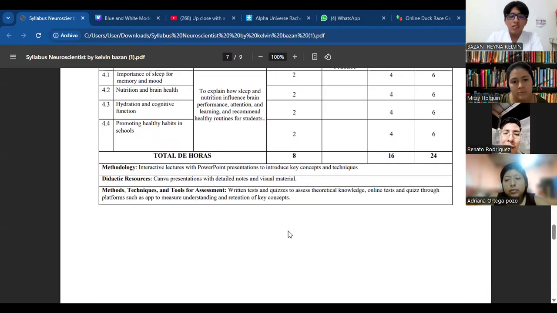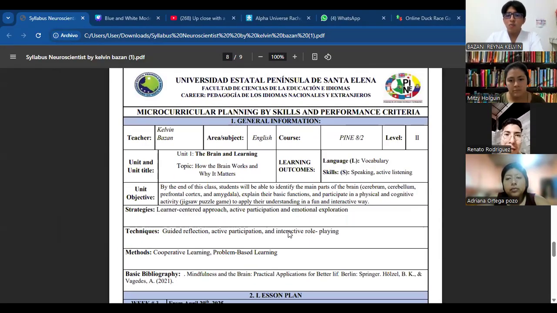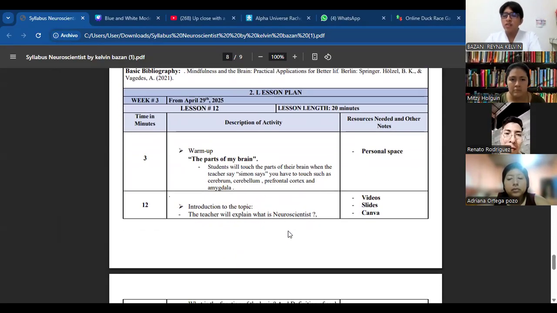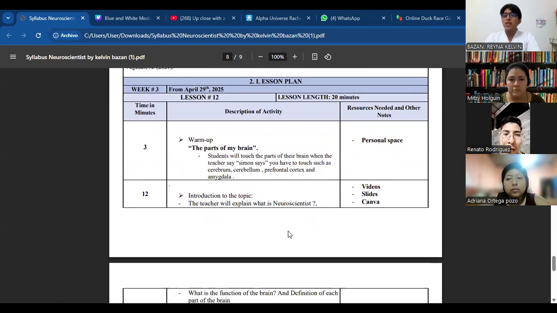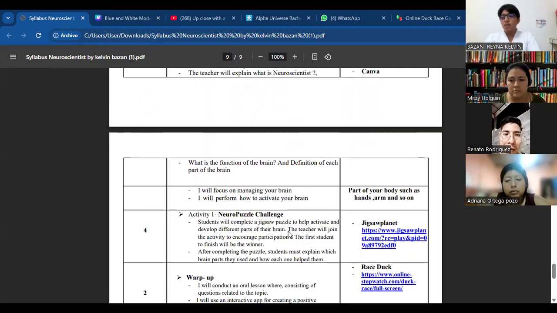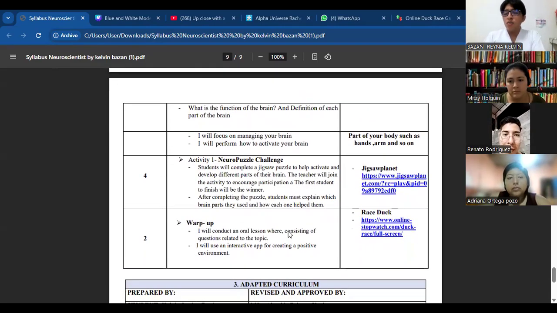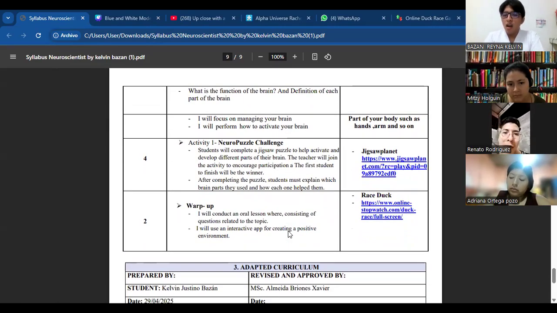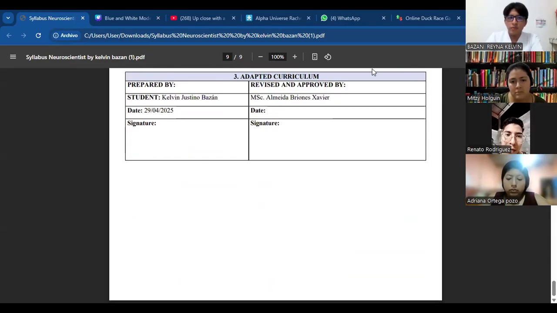Lastly, I have my lesson plan. The resources I'm going to use are personal space, videos, slides, Canva, and parts of the body. Additionally, I'm going to use some apps like Race Dunk and Ginseng Planet. So I'm going to start off.